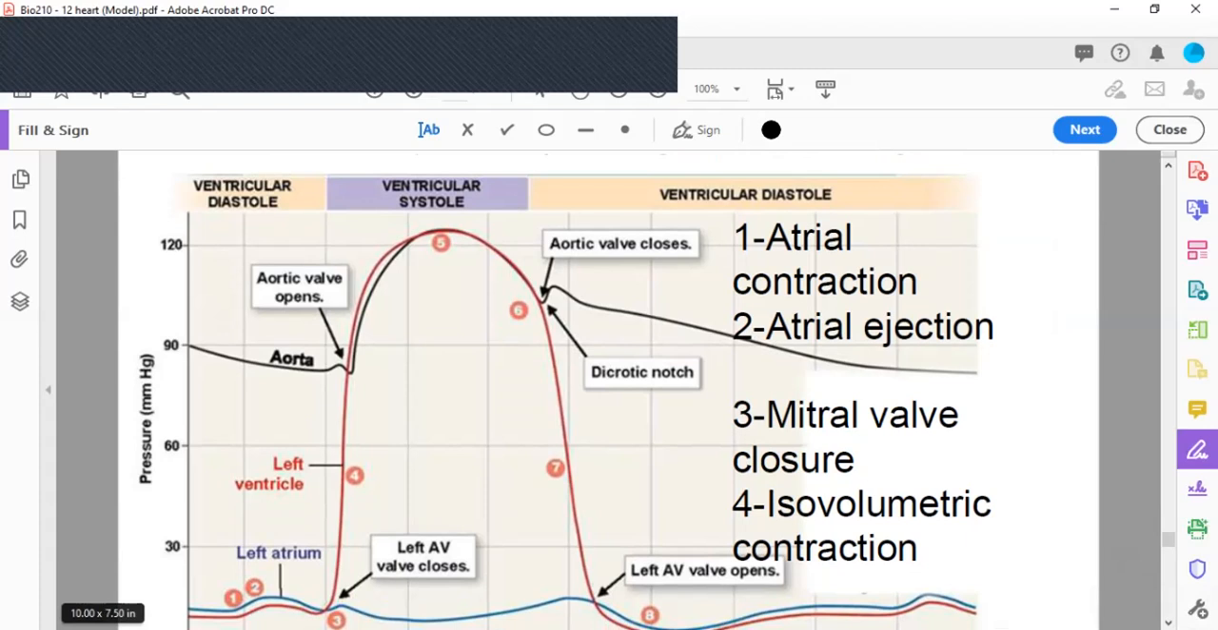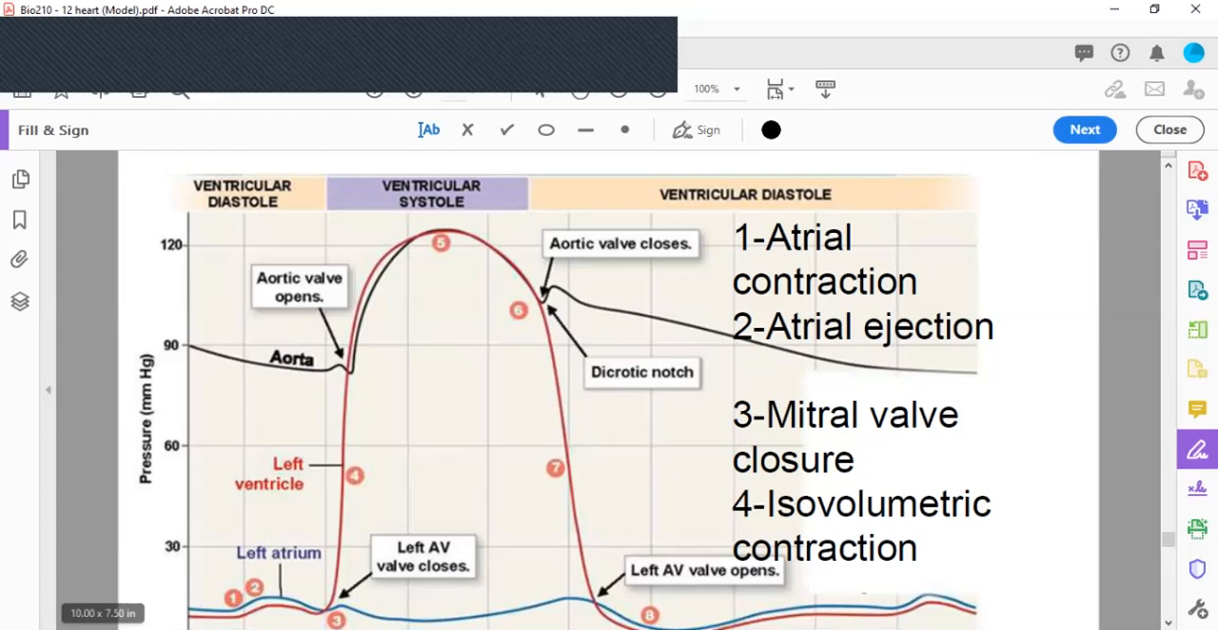Number one represents what's known as the pressure in the atria increasing. You see number one, it says atrial contraction. Number two represents what's called atrial ejection. Are we okay? Now, number three, this represents the pressure wave.